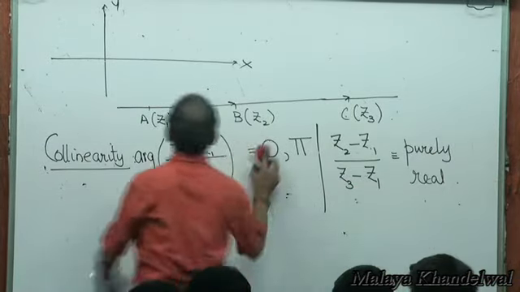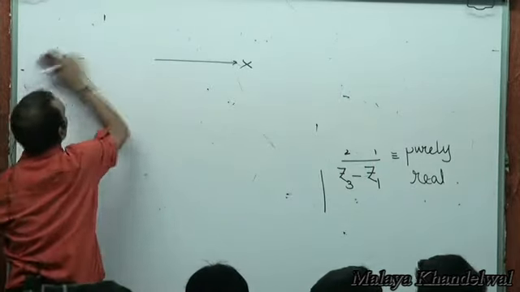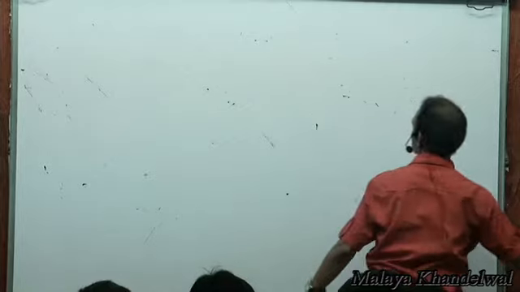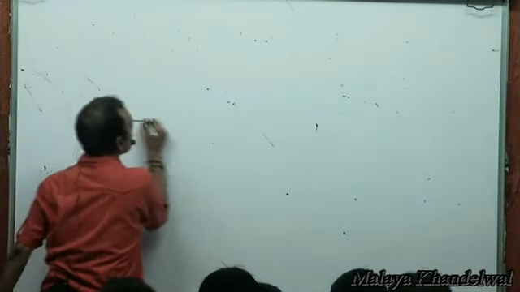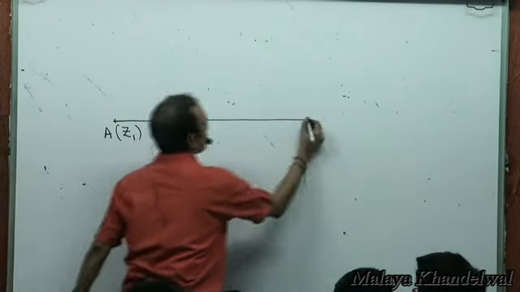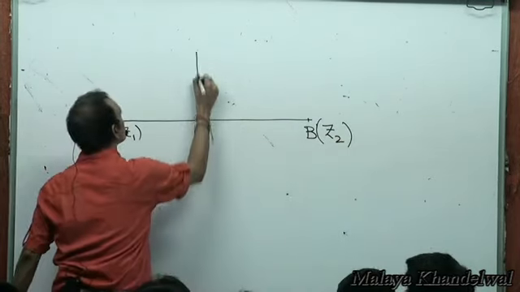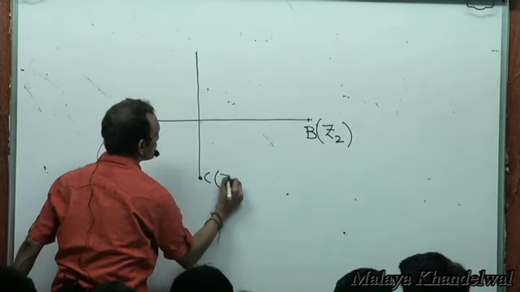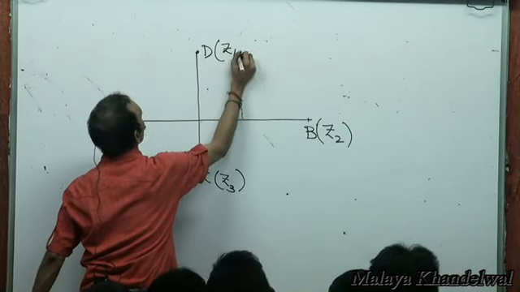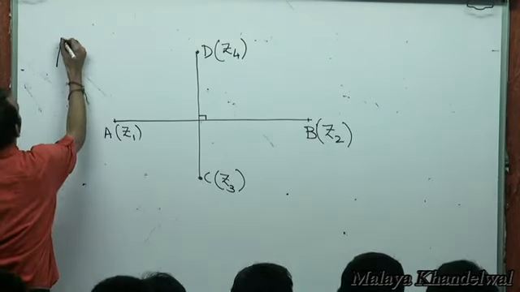Now, suppose there is a point A with position vector Z1. There is a point B with position vector Z2. There is a point C with position vector Z3, and there is a point D with position vector Z4. I want to find the conditions such that AB is perpendicular to CD.